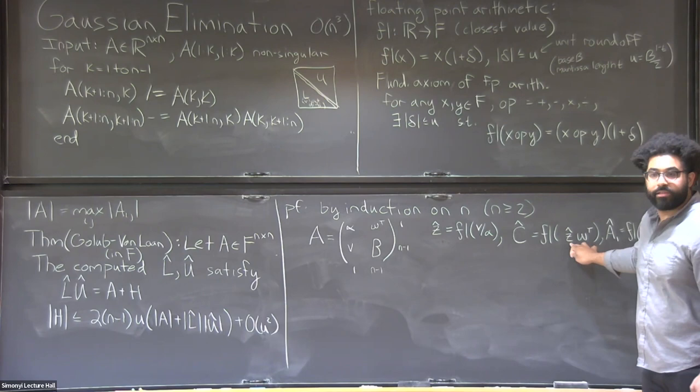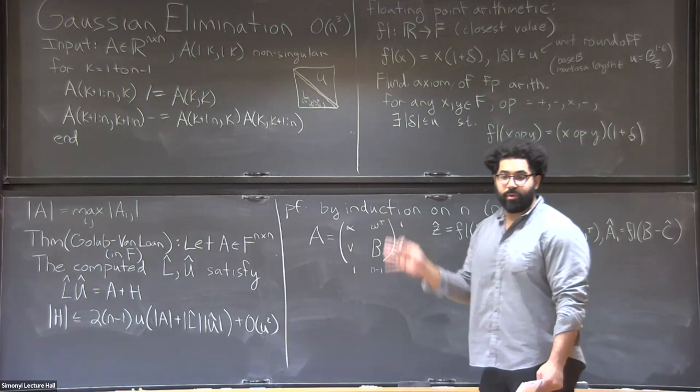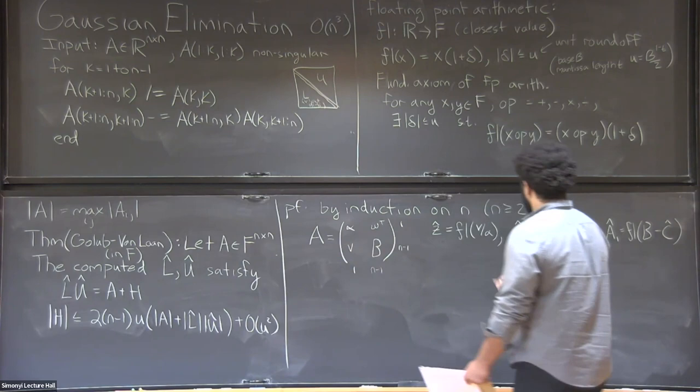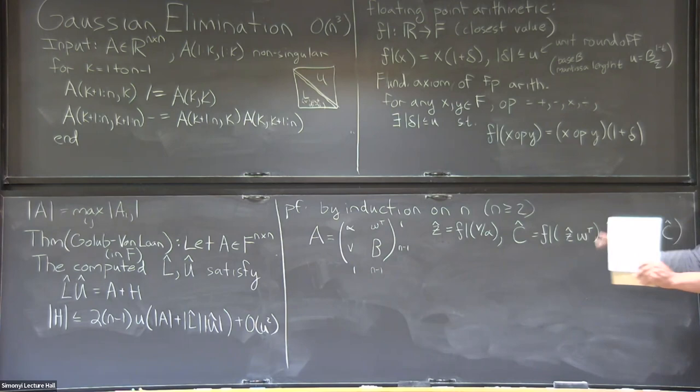This is the exterior product. So this is a column and this is a row, so this becomes a matrix. V is a length n minus one column vector. W transpose is a length n minus one row vector. This Z hat is just taking this column vector and dividing by a scalar.